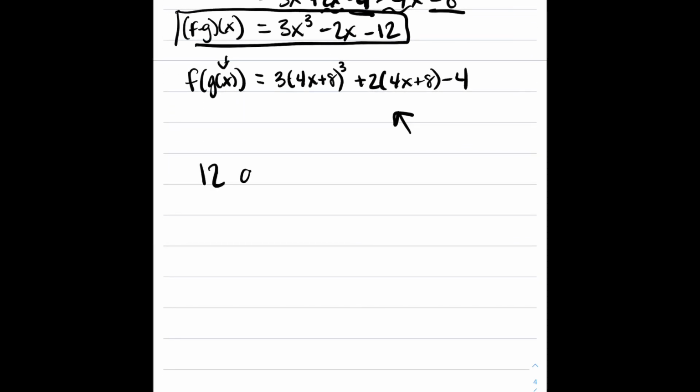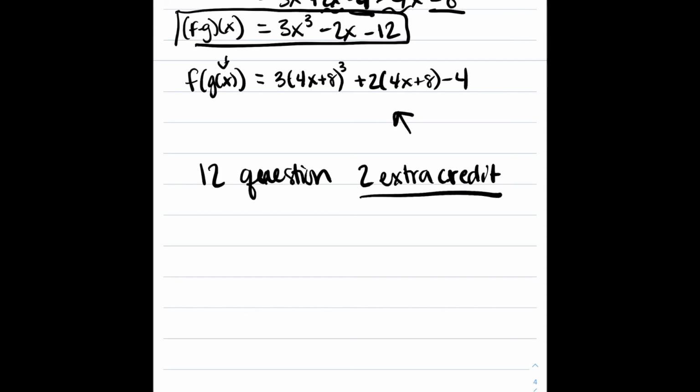All right, so for the test, you will have 12 questions and 2 extra credit. You do not receive extra credit unless you work the problem and get it correctly, okay? So if it's incorrect, you don't receive the extra credit for those questions. So you have to work them and get them correct.